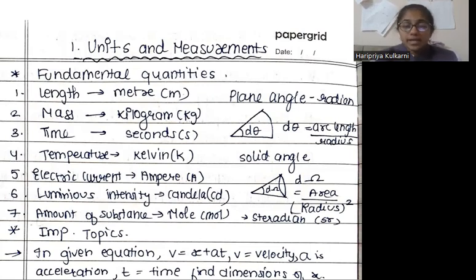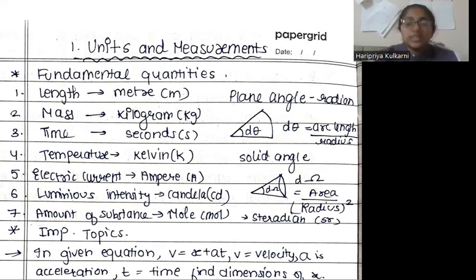So what does plane angle mean? Plane means x and y axis, means any two planes, right? If we consider a sheet of paper, it is considered as a plane. It is 2D, right? It has two dimensions. So such an angle formed in two dimensions is known as plane angle, and it has the unit of radian.